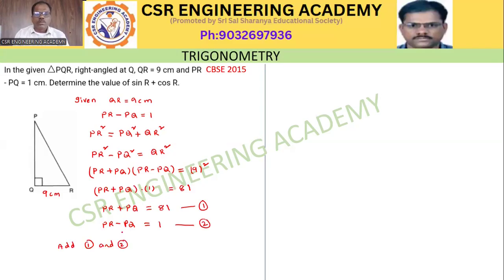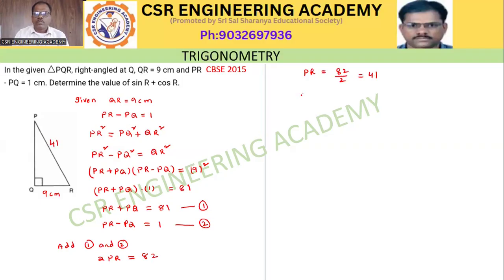Here PQ cancels. PR plus PR, 2PR, is equal to 81 plus 1, 82. PR is equal to 82 by 2, that is equal to 41. PR is equal to 41.